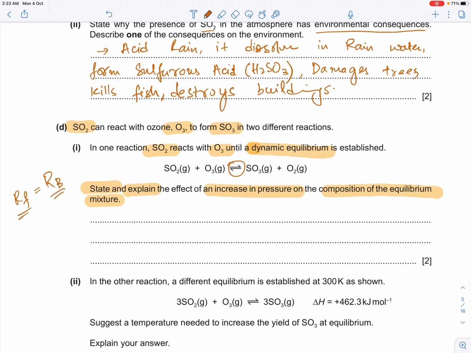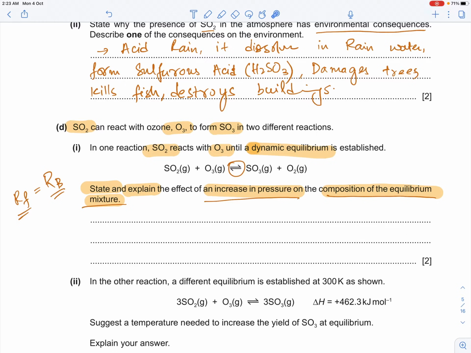this is called a chemical equilibrium. Now there are three factors which disturb the equilibrium: temperature, pressure, and concentration. And this time they are changing the pressure. So if we increase the pressure, state and explain the effect of increase in pressure on the composition of equilibrium mixture. Pressure affects only those systems where gases are involved. And yes, in this system gases are involved, so we have all gases present in this equilibrium mixture.